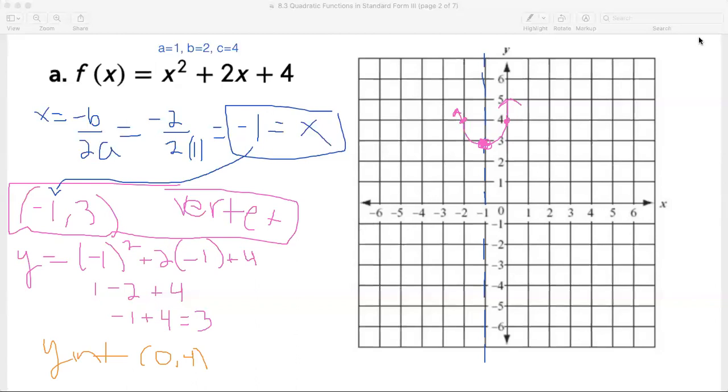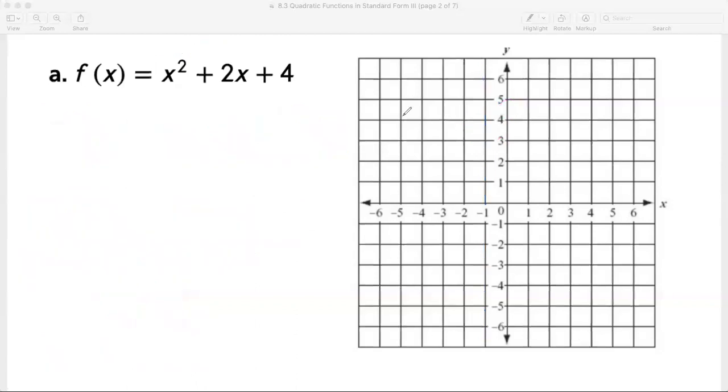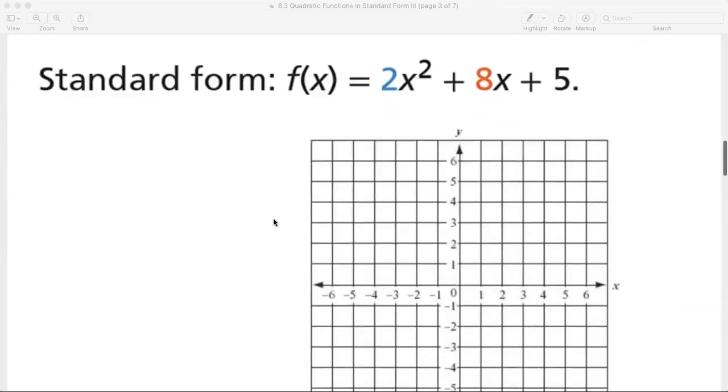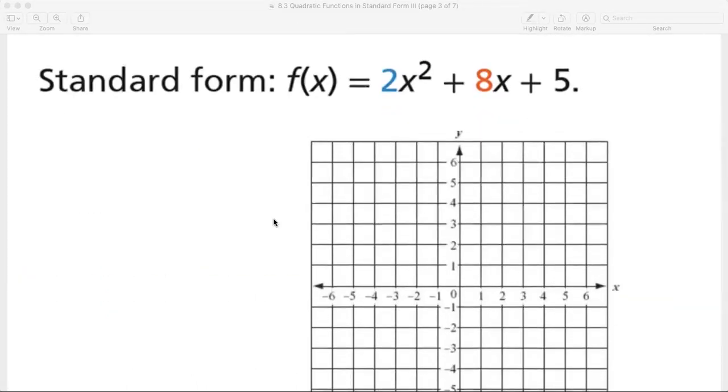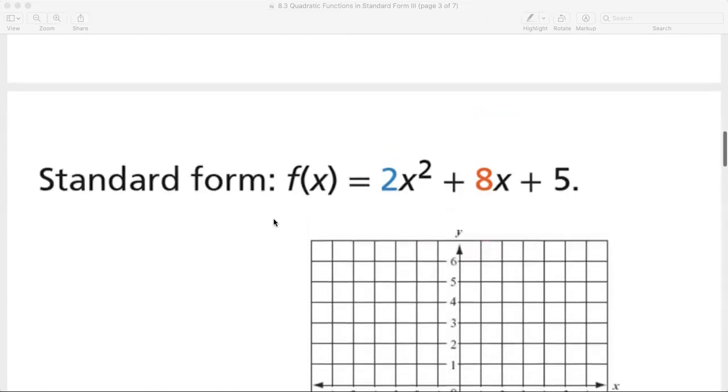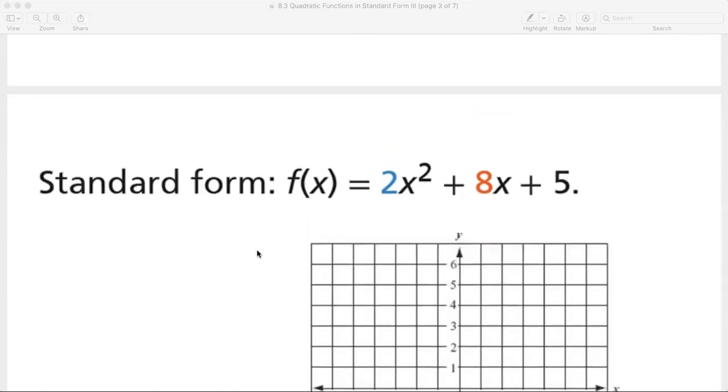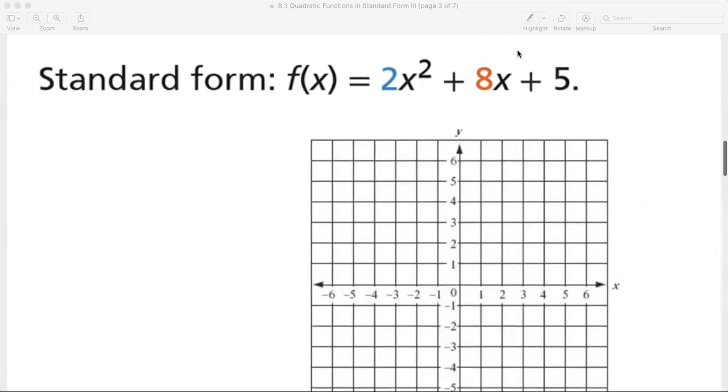Okay, so I'm going to clear this, and let's go ahead and get to our last example. And why don't you pause it and do this one on your own, and then push play when you're ready. I know there aren't instructions here, but this one is asking for you to graph it, and they gave you the equation in standard form, which is what you always want. Remember, that's descending order.